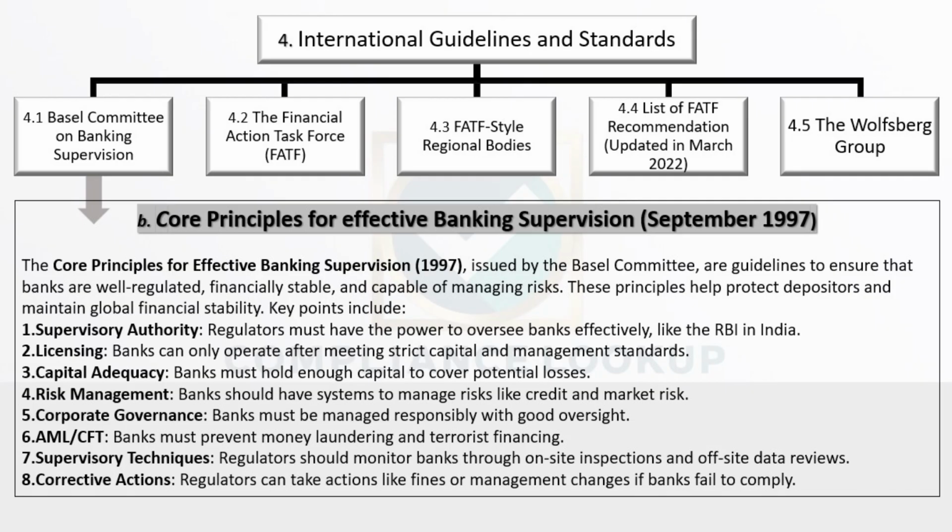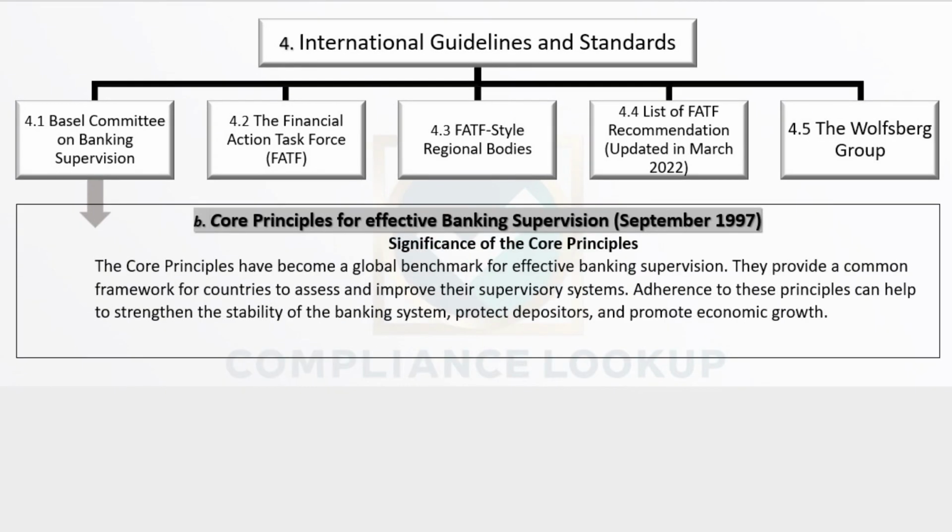8. Corrective actions. If a bank is found to be violating regulations or if it is at risk of failing, the regulator must have the authority to take corrective actions. These can include penalties, requiring changes in management, or even shutting down the bank to protect the financial system. Example, if a bank's capital falls below required levels, the regulator might instruct the bank to stop lending or replace its management team to fix the issues.